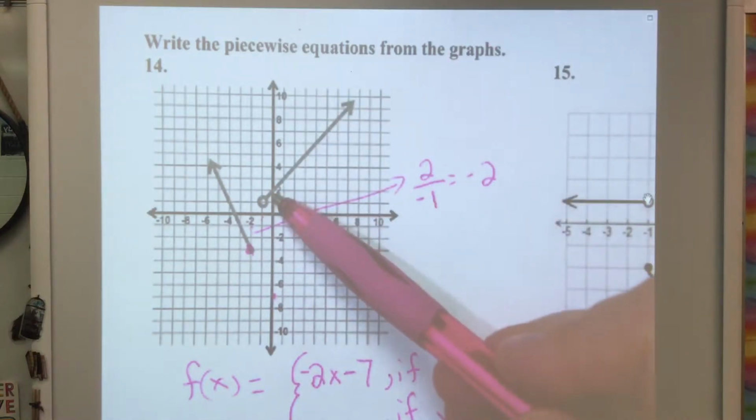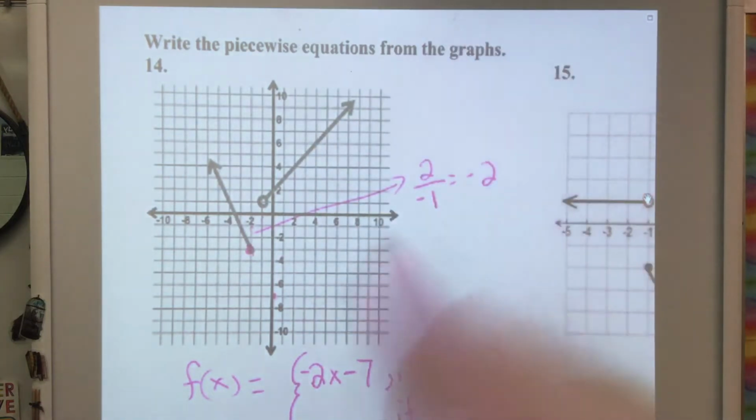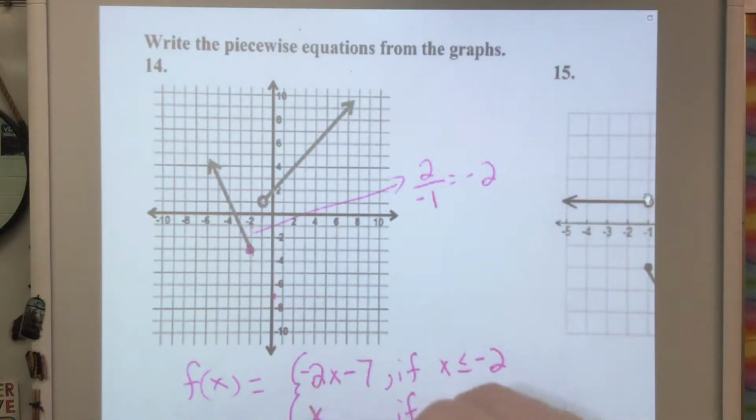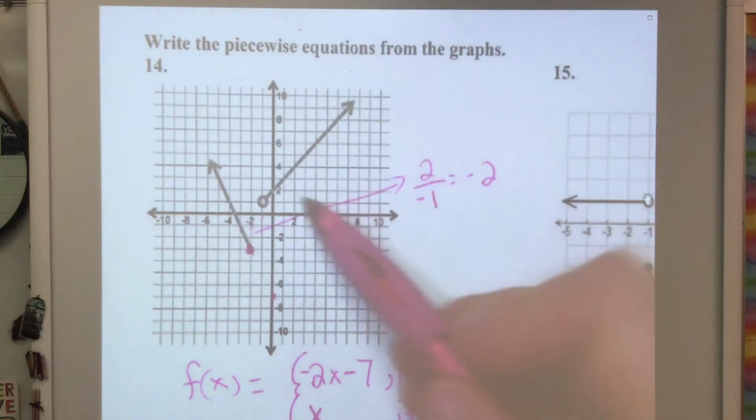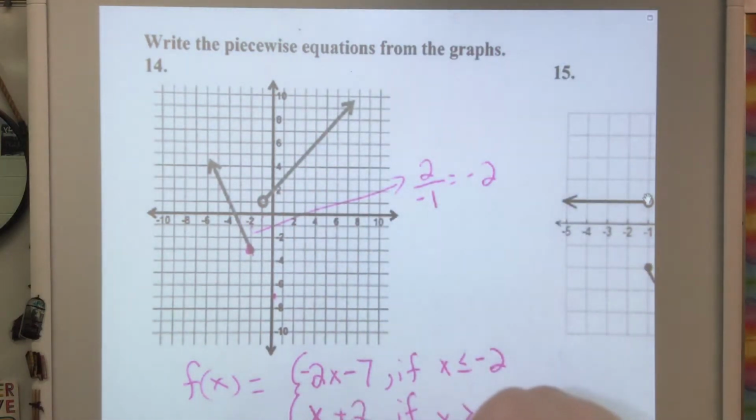Looking at the second one, this one has a positive slope of 1, so it would be just x. You could put 1x, I'm okay with that. And then it crosses the y-axis at 2, so it'd be +2. And there we go. That's all we needed for number 14.